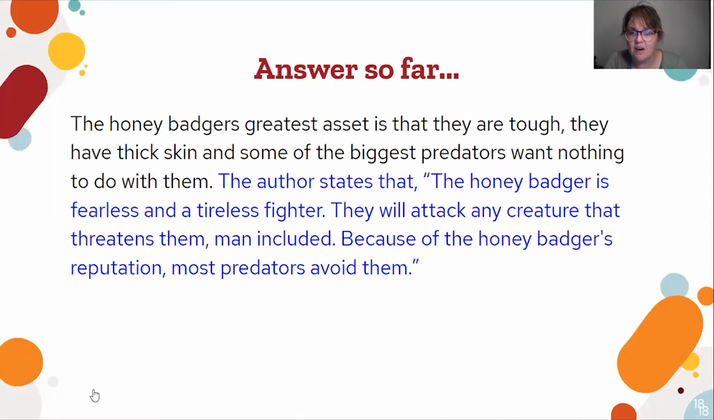We begin by saying the author states, or we could say in the text we read, and then we begin our quote. We use quotation marks and we write the quote exactly as the author wrote it. And then we end the quote with quotation marks. At this point in our answer, we're ready for the last step, which is E. Notice that our answer is getting longer.